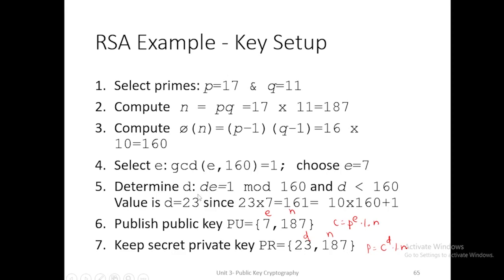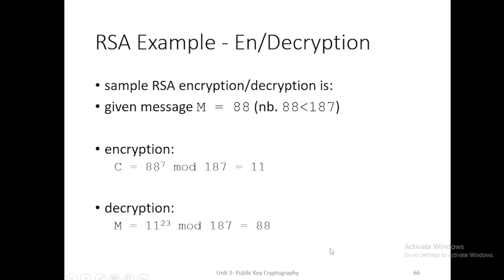For calculating the private key, D into E mod phi of N is equivalent to 1. So I am taking D equal to 23. Applying the formula, 23 into 7 is 161, and 161 mod 160 is 1. So the public key pair is E and N, that is 7 and 187. The private key is D and N, so the values are 23 and 187.